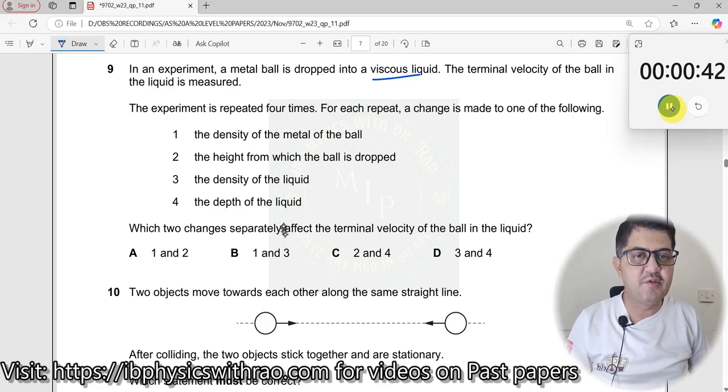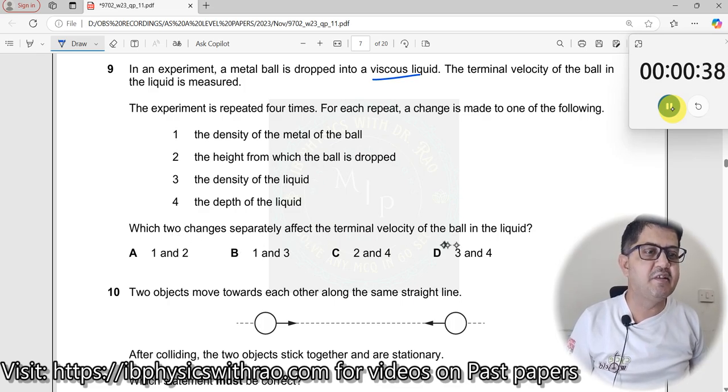Okay. What are the 4 options given? Which 2 changes affect separately the terminal velocity of the ball in the liquid? Okay. By changing any one of them, definitely terminal velocity will change. So he is asking you which of them will happen.